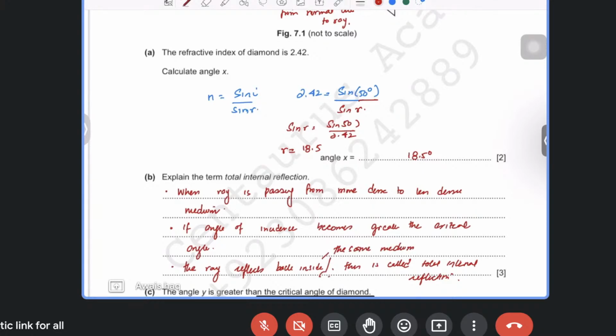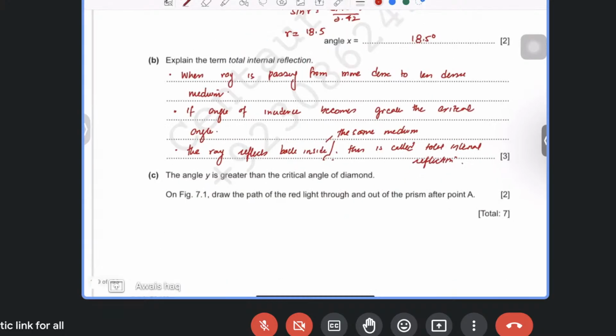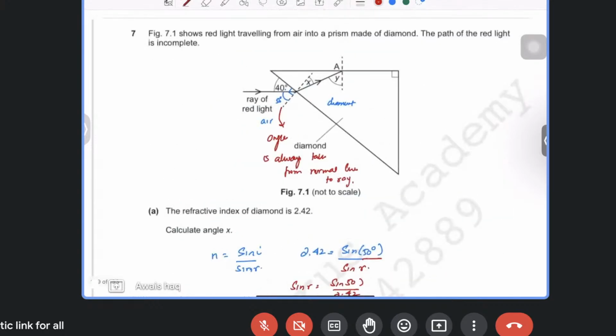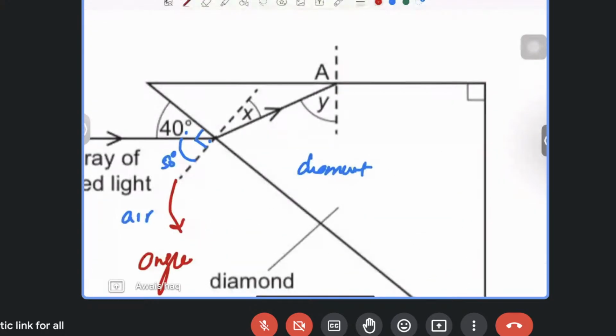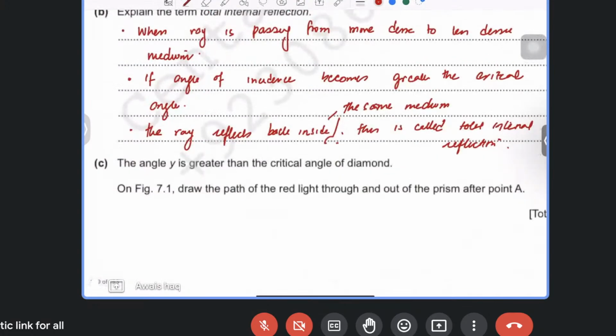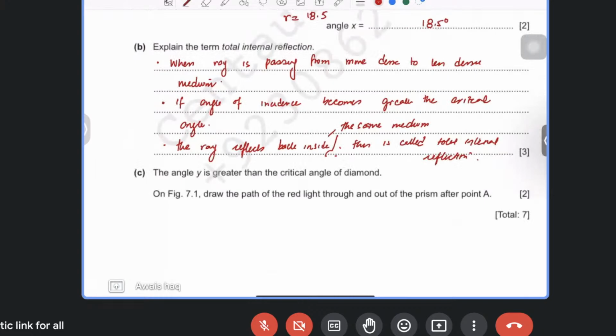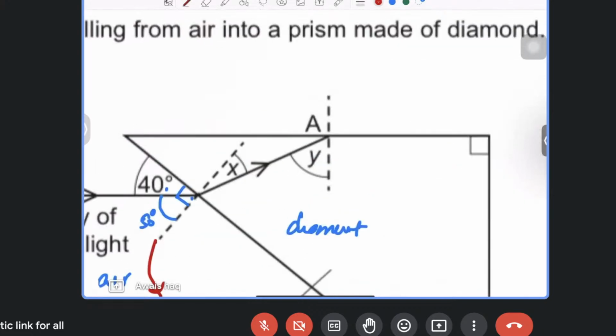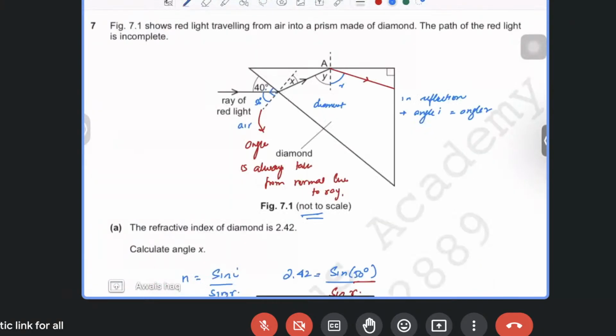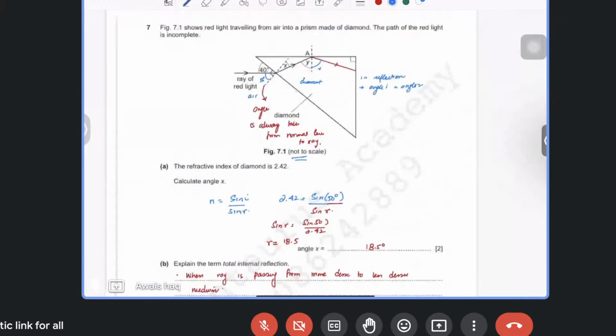All right, so that should be the 3 marks you should be aiming for. Then it says the angle y is greater than the critical angle of the diamond. Where is the angle y? This one, see? So it says draw the path through it. So if it is greater than the critical angle, then obviously your ray should be exactly like this. And one thing you want to scale. Is it clear, everyone?